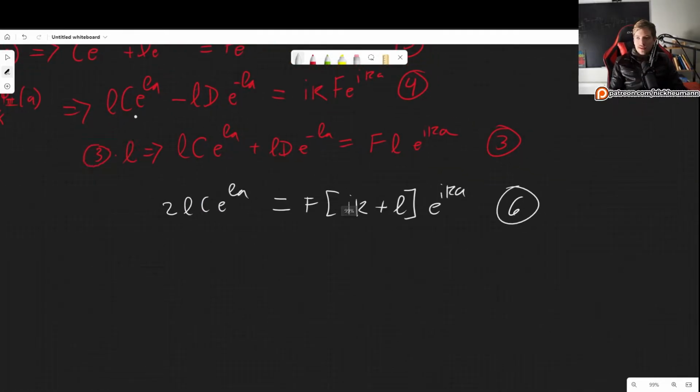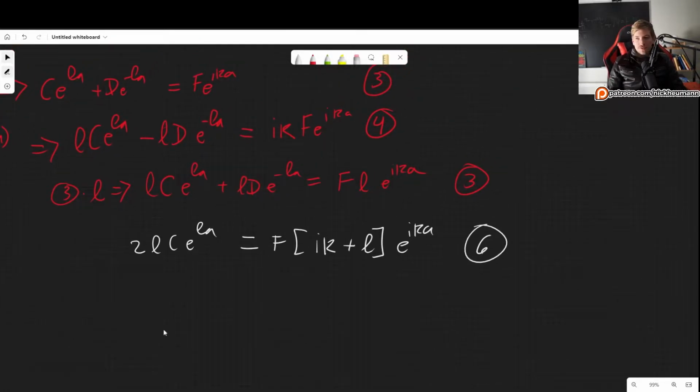Now let's do something similar, but to get rid of D. So if here, instead, we multiply by L and then we subtract, right, instead of adding, so this comes from the new 3 plus 4, we can now say, which one do we want to subtract?